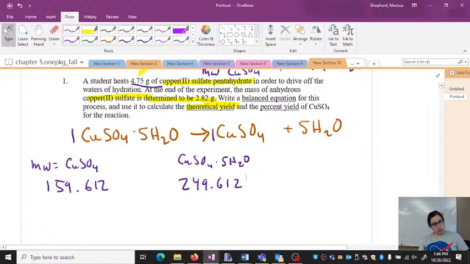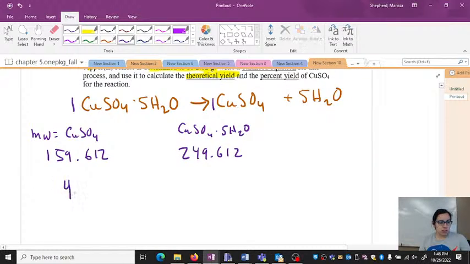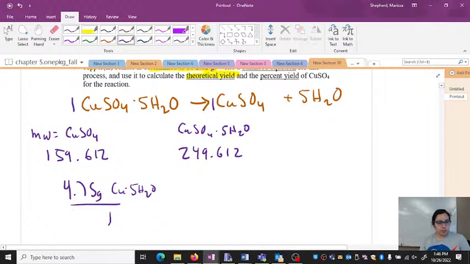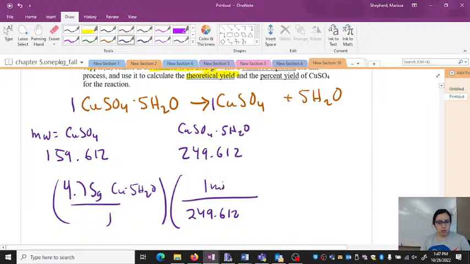And so now the next question is we can find our moles, do our mole-mole ratio, and get our theoretical yield. So let's do that. So 4.75 grams of the copper, I'm just abbreviating, of the copper 2 sulfate. So now this is just like our good old stoichiometry. So divide by our molecular weight of the pentahydrate. So that gives us 1 mole.